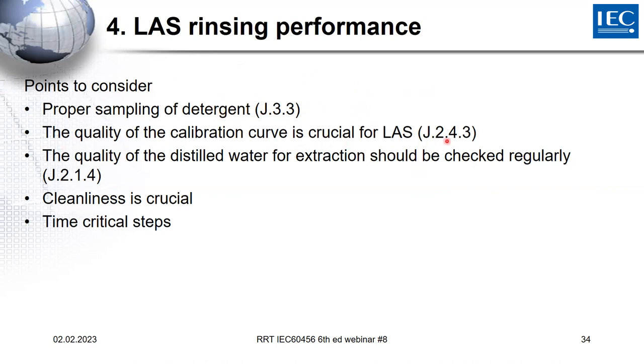The quality of the calibration curve, as we have also seen in the development of this method, is quite important. That's why we have those high specifications for the R squared of the calibration curves. The quality of the distilled water for the extraction is also very important and should be checked regularly. If you buy distilled water from some companies, it might be okay. But if you use your own water by reverse osmosis, you should check it on a regular basis.